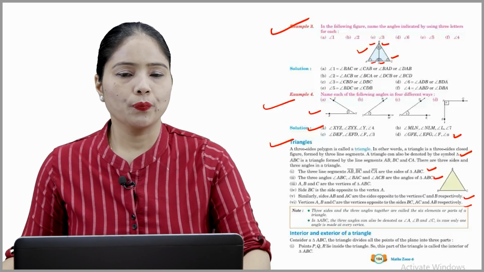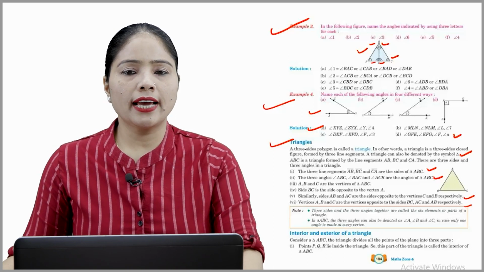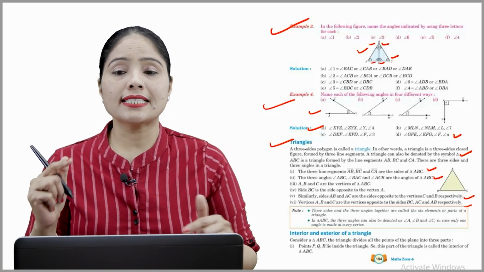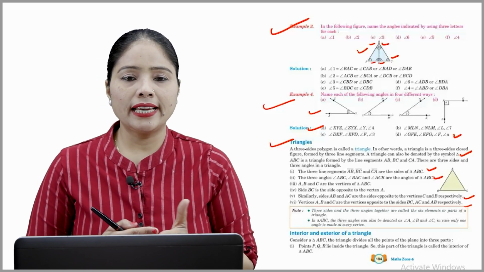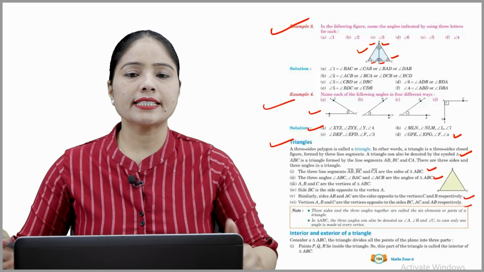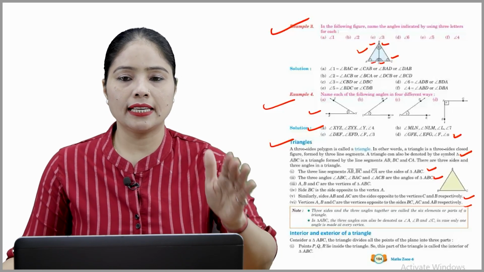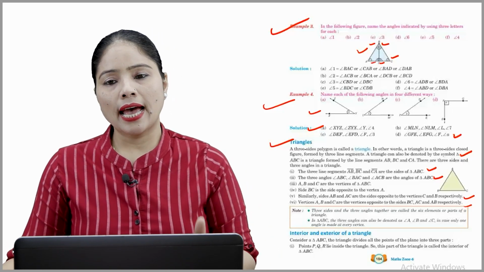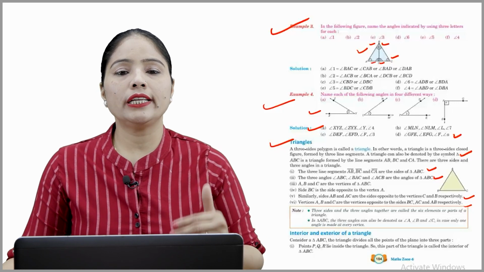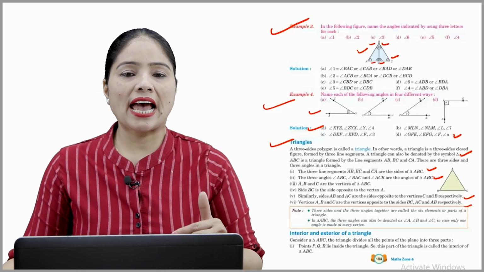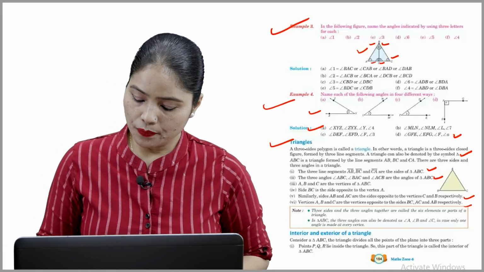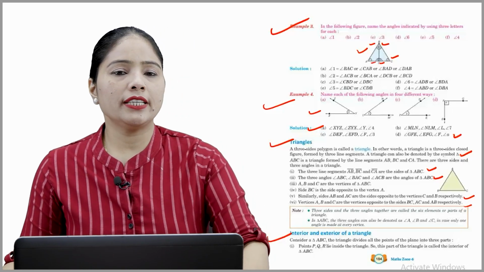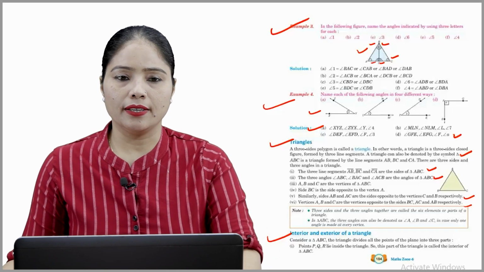Now note. Three sides and the three angles together are called the six elements or parts of a triangle. In triangle ABC, the three angles can also be denoted as angle A, B and C in case only one angle is made at every vertex. I hope you understood well. Now move on interior and exterior of a triangle.